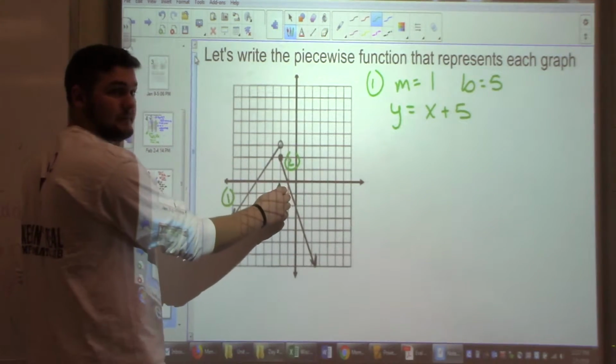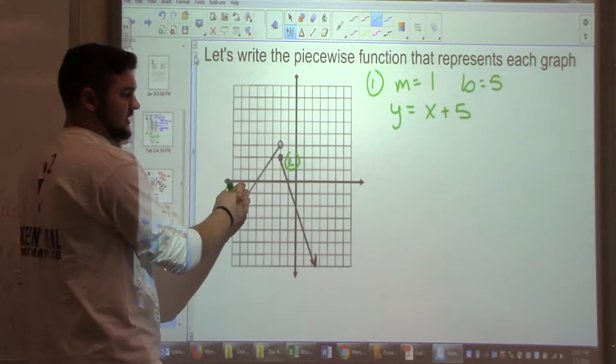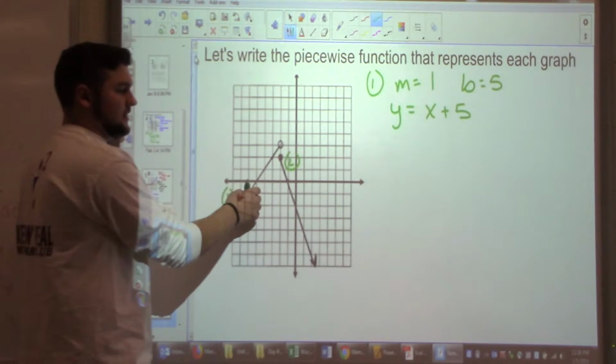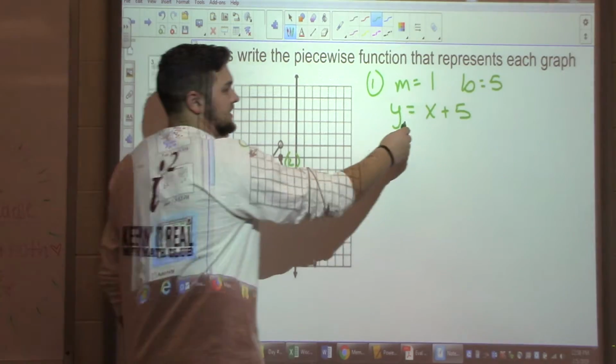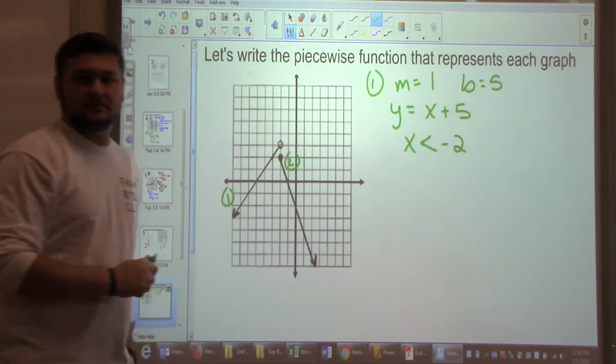-2. Right? Am I going less than -2 or am I going greater than -2? Less. And is it going to be or equal to? No. It's an open circle. So I know this happens when x is less than -2.